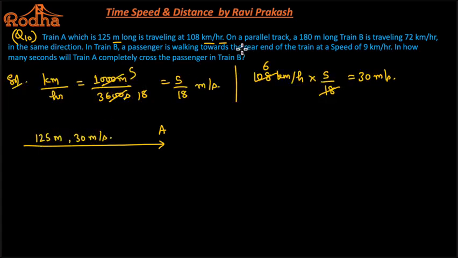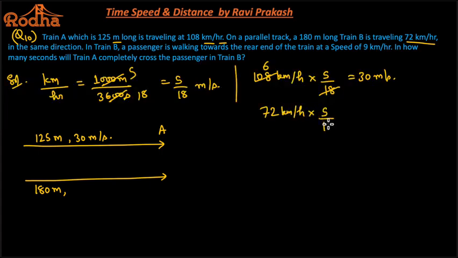Okay. On a parallel track, a 180 meter long train is traveling. Train B is traveling, right? So on a parallel track, train B is traveling, and its length is 180 meter. Okay, and its speed is 72 kilometer per hour. Changing this, 72 kilometer per hour into 5 by 18 should be 4 times, which is 20 meter per second. So train B's length is 180 meters, speed is 20 meter per second. Take care. And they're moving in the same direction.